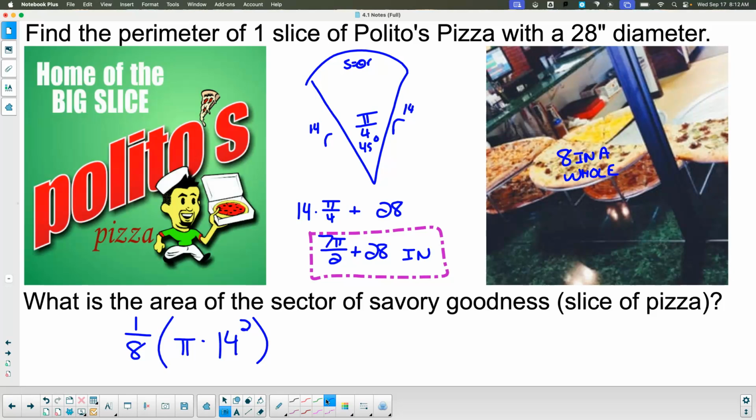If I'm doing this without a calculator, that's going to be 1/8 times pi times 14 times 14. 2 is going to go in there 4 times. 2 is going to go in there 7 times. 2 is going to go in there twice. 2 is going to go in there 7 times. So I get 49 pi over 2 square inches of tasty deliciousness, savory goodness.